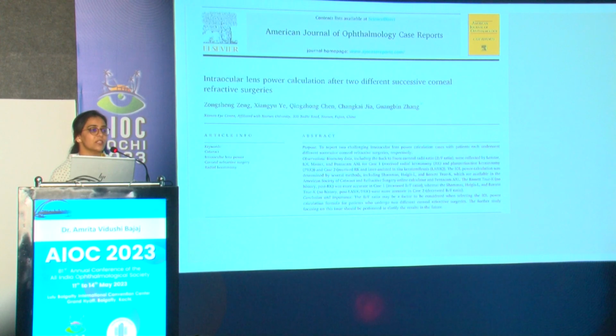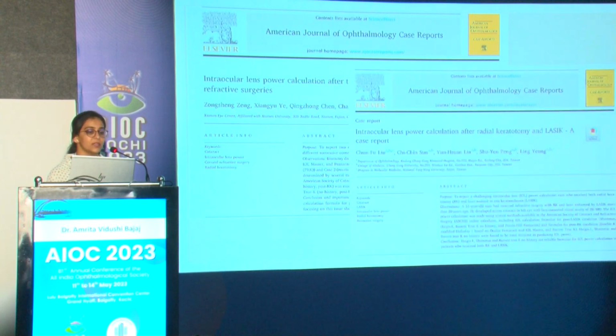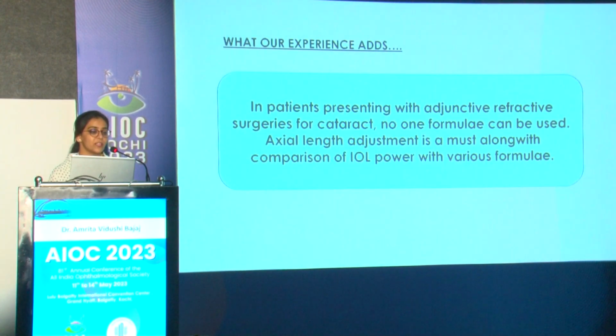There are two case reports that have been published in the American Journal of Ophthalmology, in which the first report says the B/F ratio should be considered, and the second one says that particular Haigis-L formula, Shammas and Barrett True-K should be considered, but in our experience, we could not go ahead with that. So what our experience adds is that in patients presenting with adjunctive refractive surgeries for cataract, no one formula can be used, and axial length adjustment is a must, along with comparison of IOL power and various formulas. Thank you.